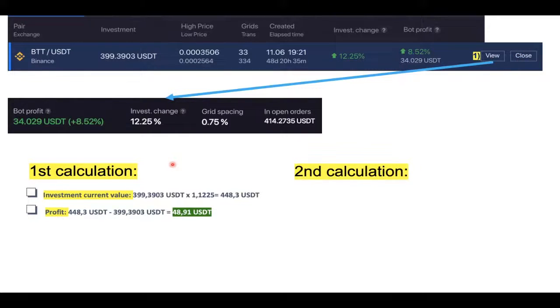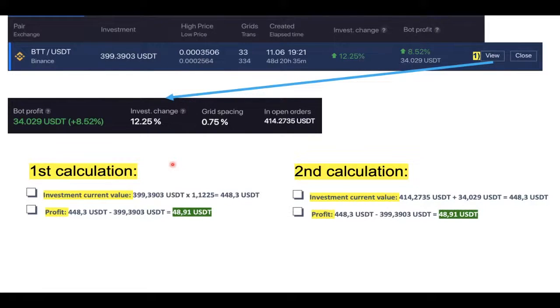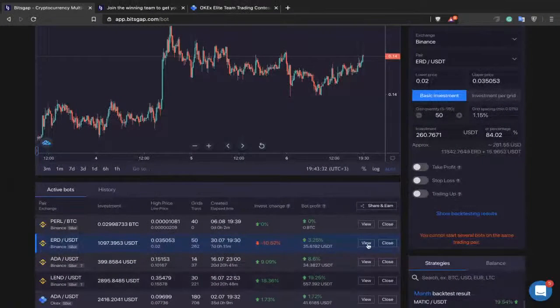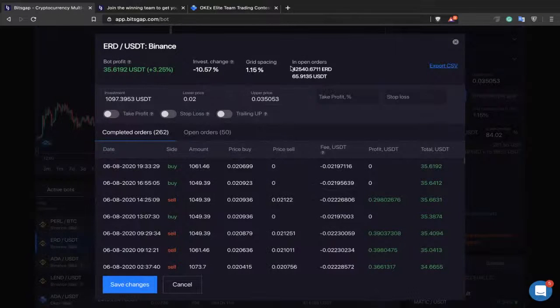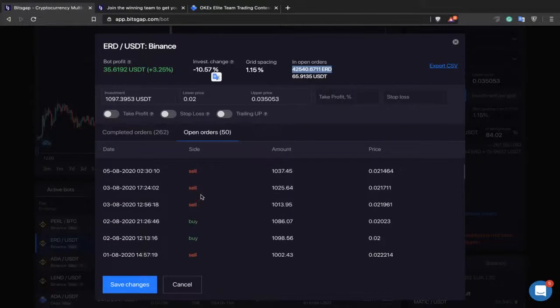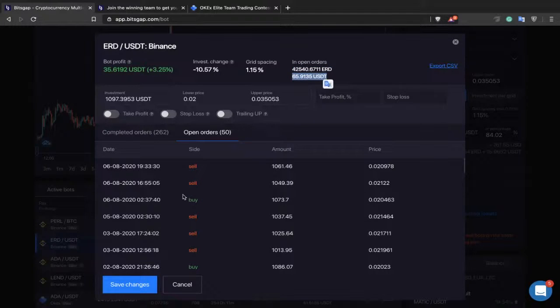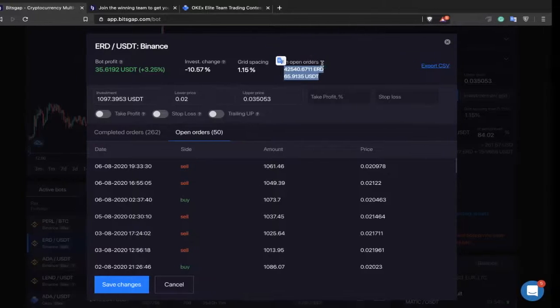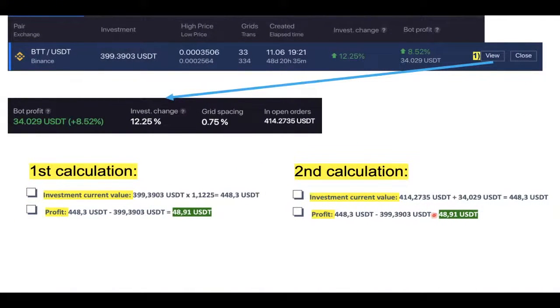All right, the second method to calculate your current investment change is by clicking on the view button over here. You see you have open orders. So some of the base currency is currently allocated to sell limit orders over here, and the quote currency in this case is allocated to buy limit orders. If you sum it up together, that's your current investment value. All right, as simple as that. So it's exactly the same, and net profit is exactly the same.